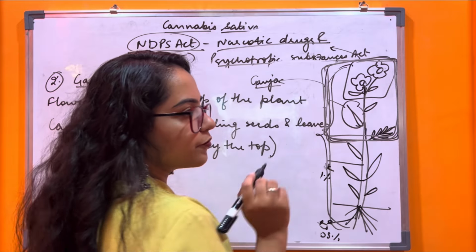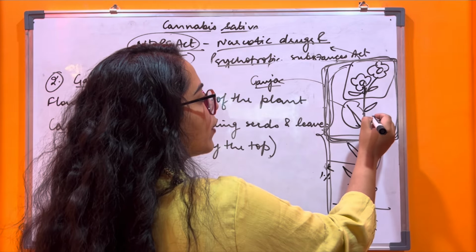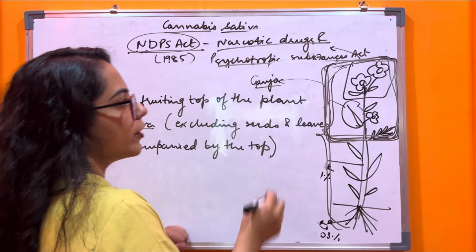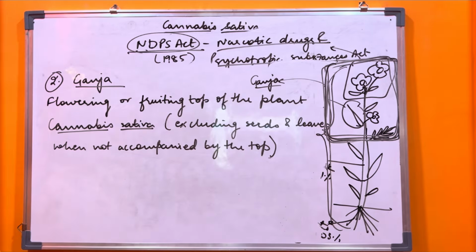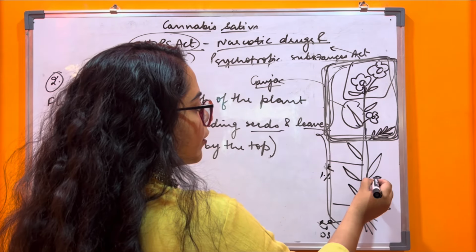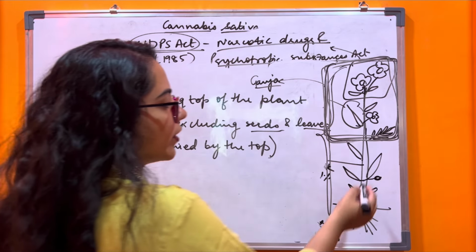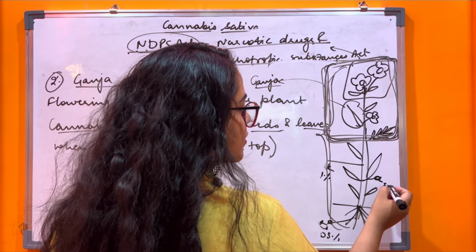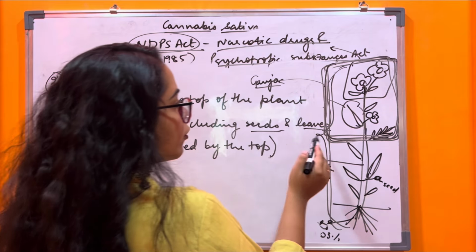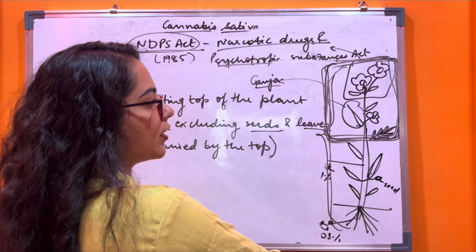How many flowers we are talking about or how many leaves we are talking about, till the point there are flowers in the picture and there is this top, flowering and fruiting top, that is called ganja, right? So excluding the seeds and leaves, suppose here there is one seed, okay, the flower it progressed to a stage where it gave seed, so there is this seed and suppose there is this leaf, but this leaf and this seed are not accompanied by the top. So this would not be considered under ganja.